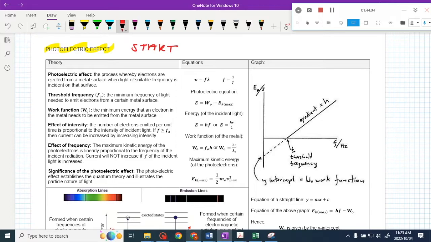So the photoelectric effect is basically just the process where electrons are ejected from a metal surface. In order for them to be ejected, we need a suitable frequency of incident light. Incident means light that shines onto something. Okay, the incident light is the light that shines onto it. So in terms of the suitable frequency, we call this suitable frequency of light the threshold frequency, or the minimum. That is the minimum frequency of the light.